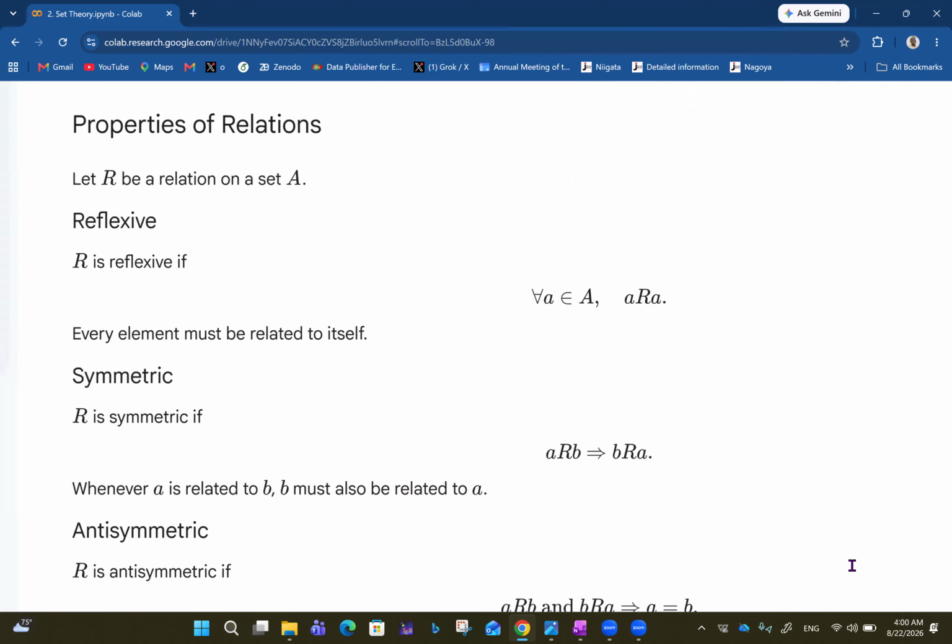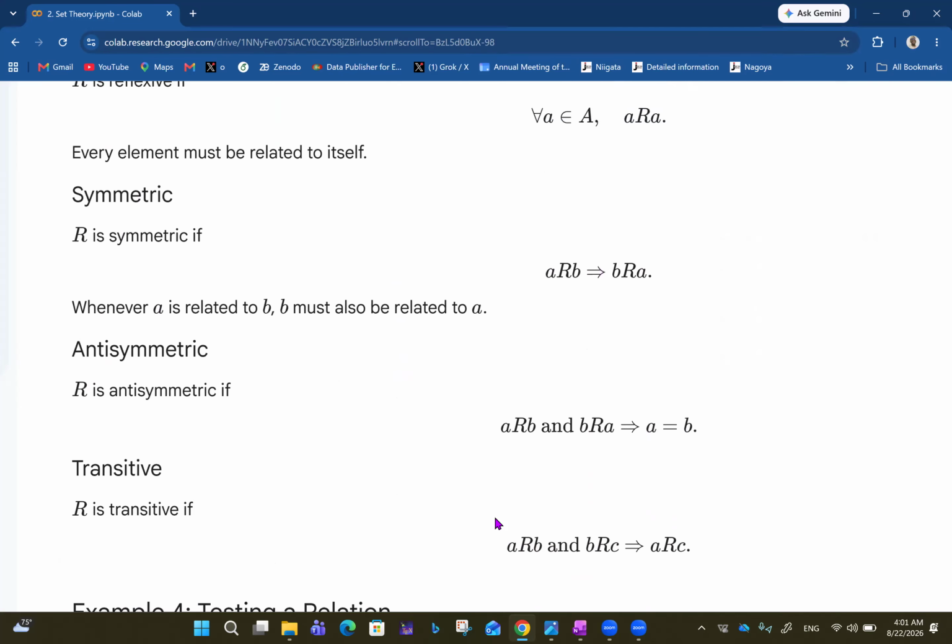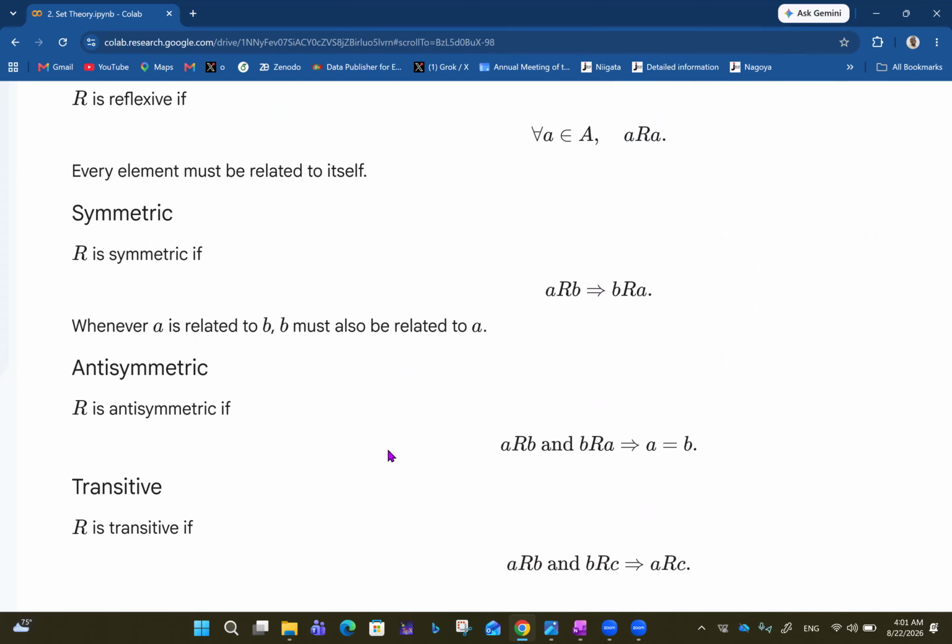So let's talk about properties of relations. Let R be a relation on a set A. We have the property reflexive. R is reflexive if for every a belonging to A, a is related to a. So every element must be related to itself. Then R is symmetric if a is related to b implies that b is related to a. So whenever a is related to b, then b must also be related to a. Then R is antisymmetric if a related to b and b related to a implies that a is equal to b.